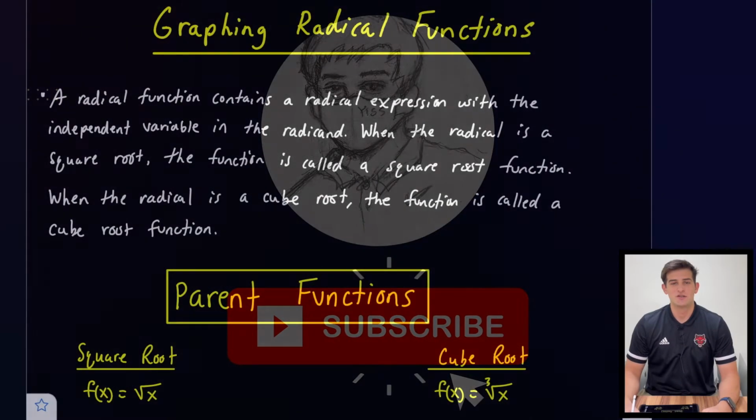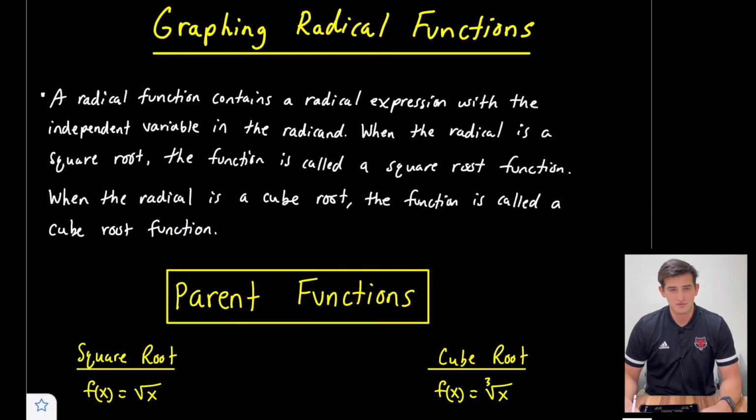Hello everyone, in this video we're going to talk about how we can graph some radical functions. Specifically, we're going to talk about square root functions and cube root functions. A radical function contains a radical expression with the independent variable, that would be x, in the radicand, which is under the radical. So the square root of x, cube root of x, something like that.